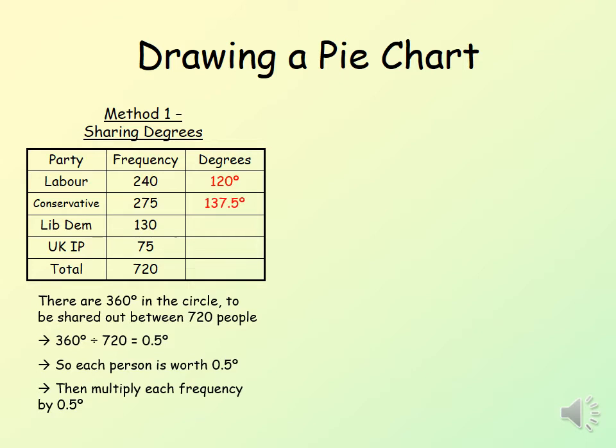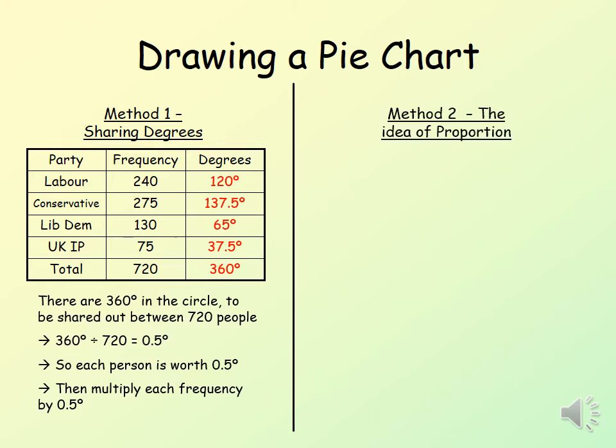Multiplying 275 by 0.5 is 137.5 degrees, I should say. Multiplying 130 by 0.5 is 65 degrees, and UKIP, multiplying 75 by 0.5 is 37.5 degrees, and we know that that adds up to 360 degrees.